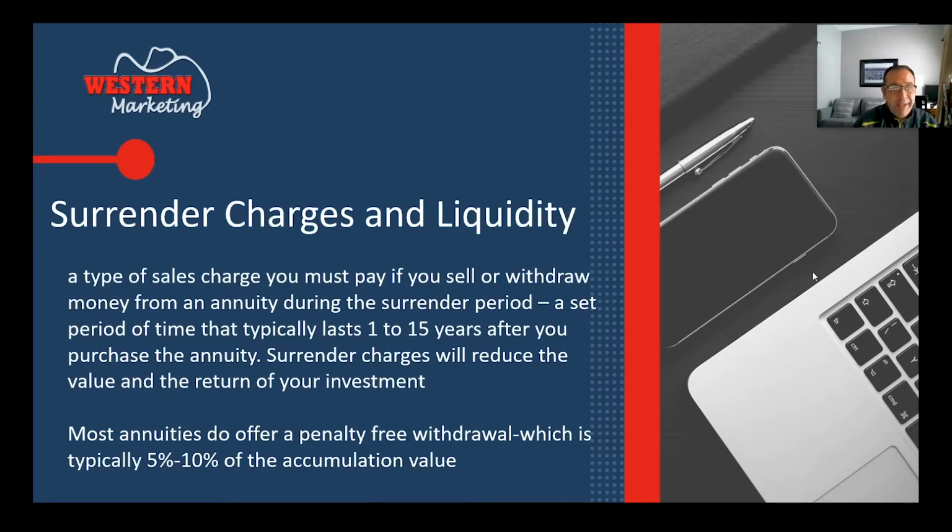Surrender charges and liquidity. So a type of sales charge that you must pay if you sell or withdraw money from an annuity during the surrender period. Annuities last typically from 1 to 15 years in length, and surrender charges will reduce the value and the return of your investment. And most annuities do offer what's called a penalty-free withdrawal. So this is a liquidity provision inside an annuity. Typically, that is going to be 5 to 10%.